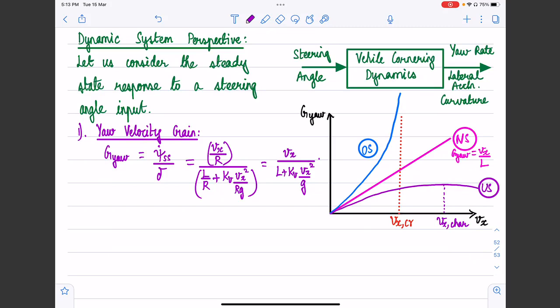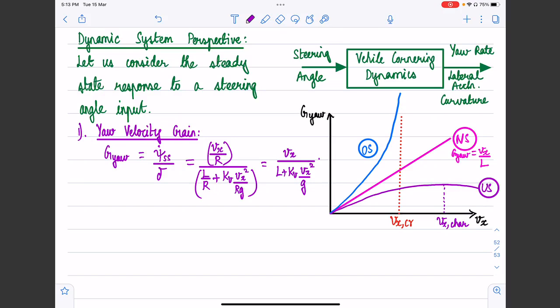Vx critical is just the square root of L g by Kv. Vx characteristic is also the square root of L g by Kv, but Kv will be different in magnitude, so it's only a relative position. Please note that Kv is the understeer gradient, but the magnitude can be different. Depending on that, Vx characteristic can be to the left of Vx critical also. It may be possible, depending on the value of Kv that you're choosing for a particular condition.